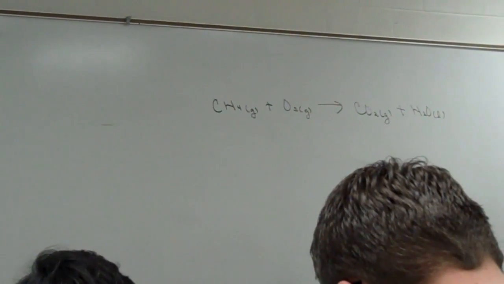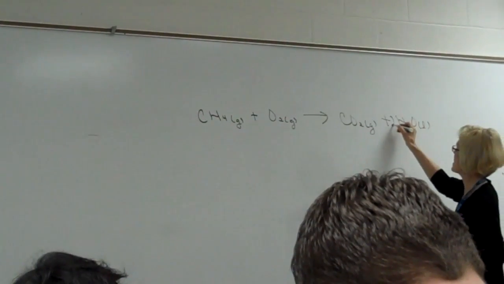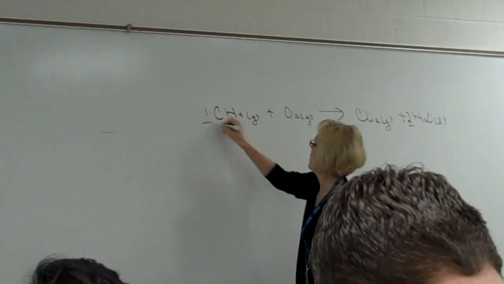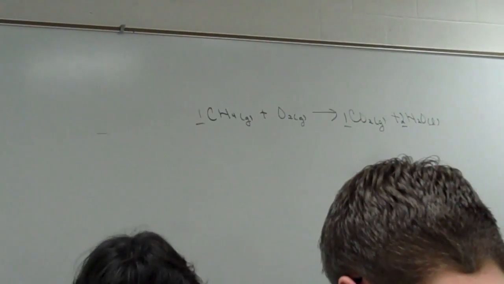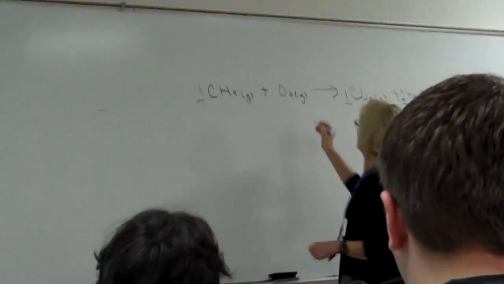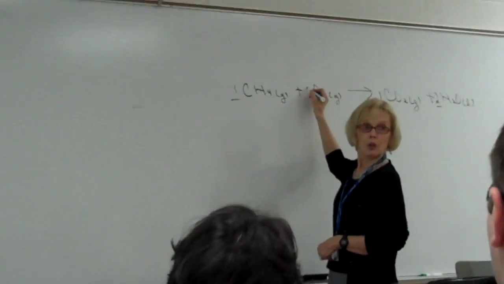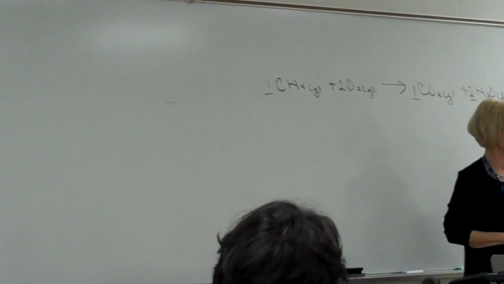Okay, now let's remember how we balanced this. Remember how we looked at the hydrogens? We had a 2 and a 1 and a 1. And then what do we have in front of that oxygen? What do we need there in front of the oxygen? How many? 2 or a 4? A 2. There's our balanced equation.